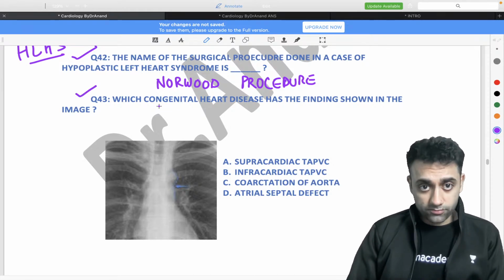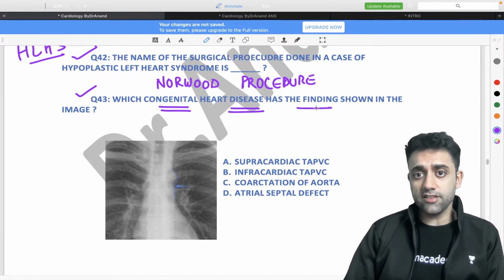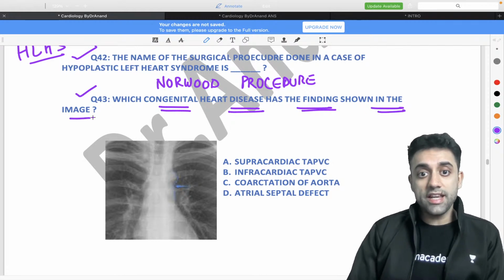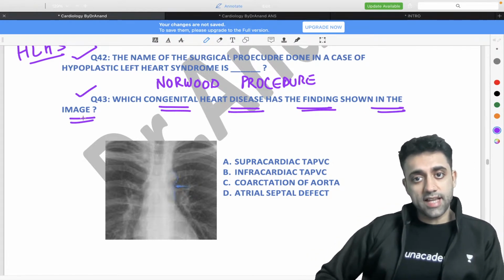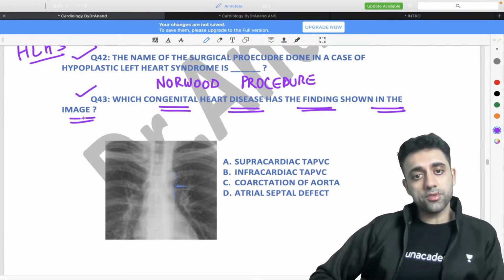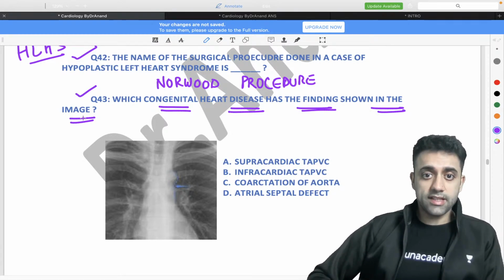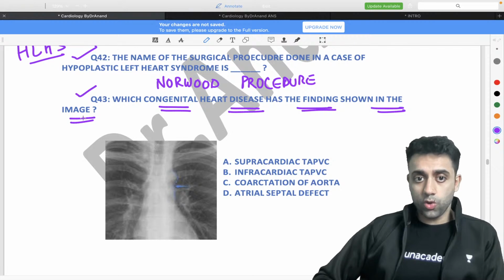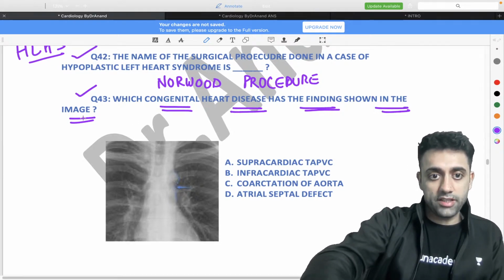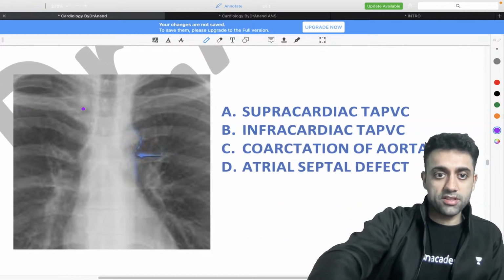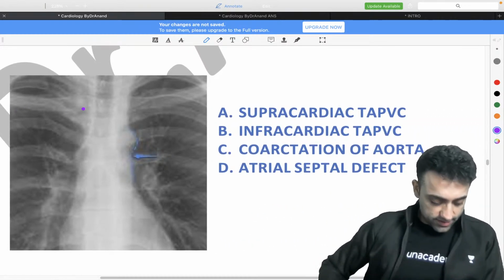Question 43. Which congenital heart disease has the finding shown in the image? Very nice question. Anyone? The options are supracardiac TAPVC, cardiac, infracardiac TAPVC, coarctation of aorta, and atrial septal defect. Question number 43. Anyone? I'll just zoom the picture for you. Can anyone tell me what this is?